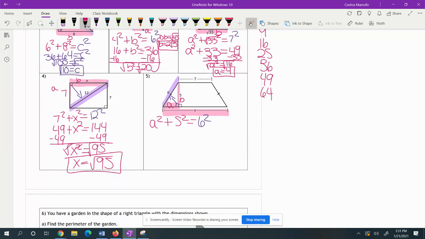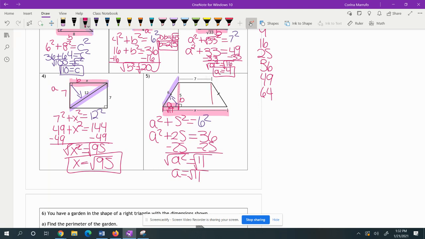All right, so then from there, A squared plus 5 squared is 25, and 6 squared is 36. We subtract the 25 on both sides, and we get A squared equals 11. We take the square root, and we get A equals the square root of 11. Now the square root of 11 we cannot simplify. It stops like that. So that means that this little piece from here to here is the square root of 11. And we're looking for x, which is the whole thing.